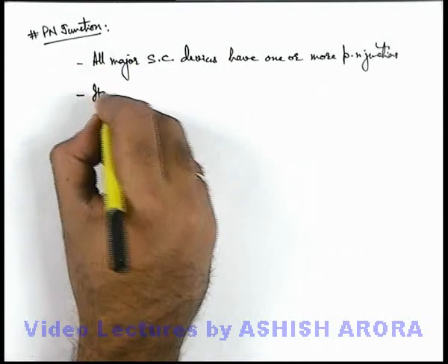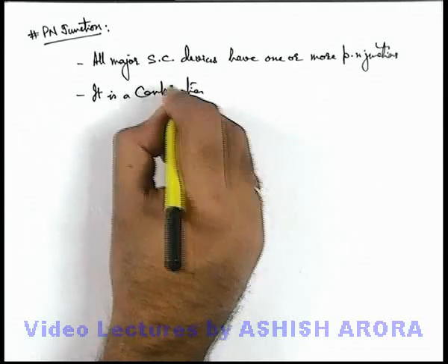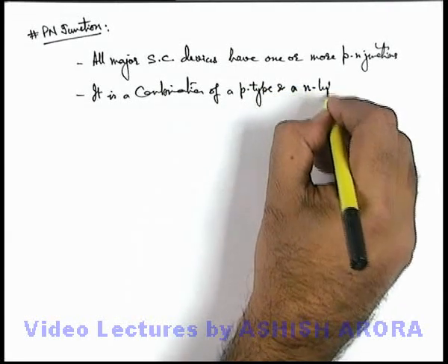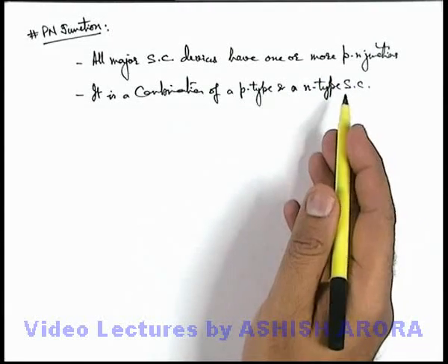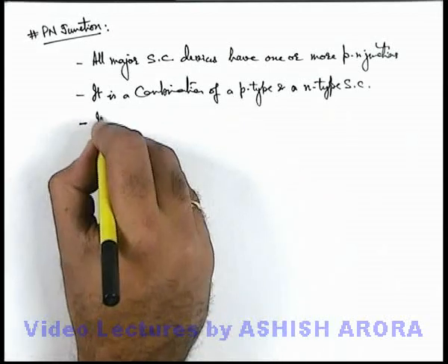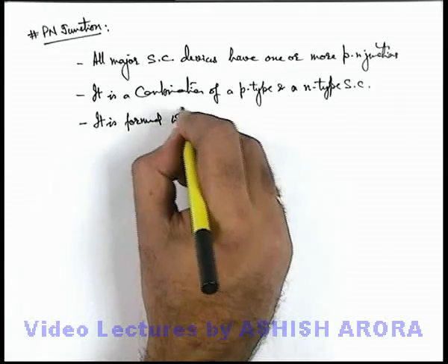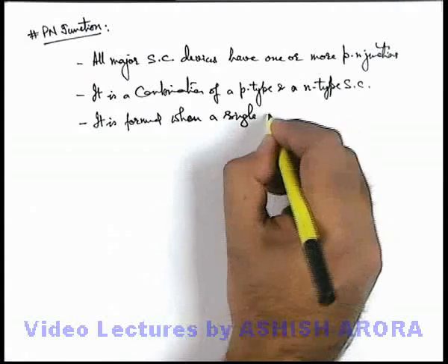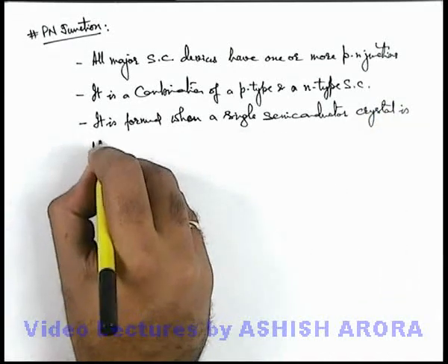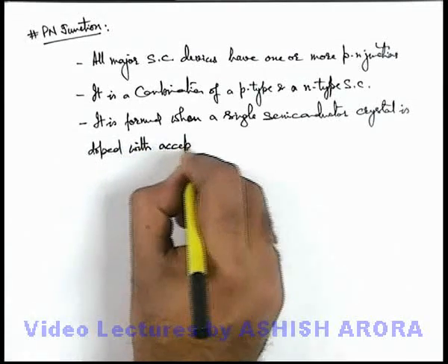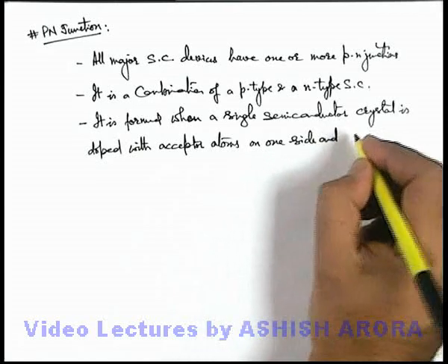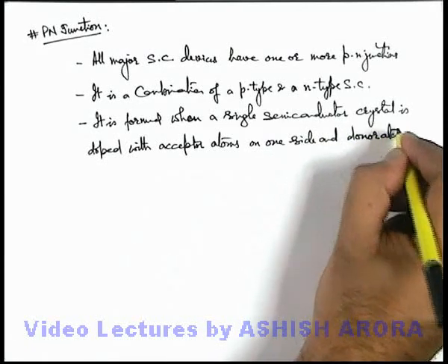We can write, as the name implies, it is a combination of a P-type and an N-type semiconductor. Most of the students feel that it is made up by joining a P-type and an N-type semiconductor, but it is not. We can write about its formation that it is formed when a single semiconductor crystal is doped with the acceptor atoms on one side and donor atoms on the other side.